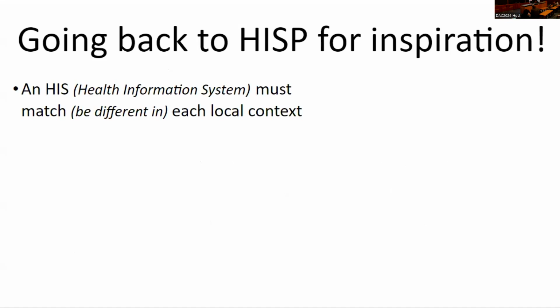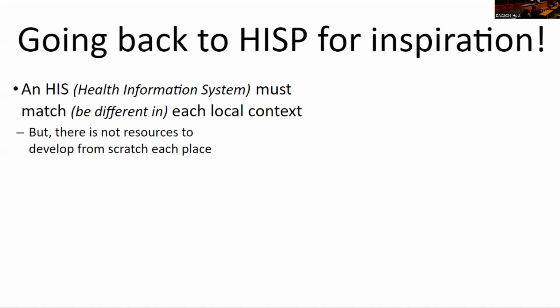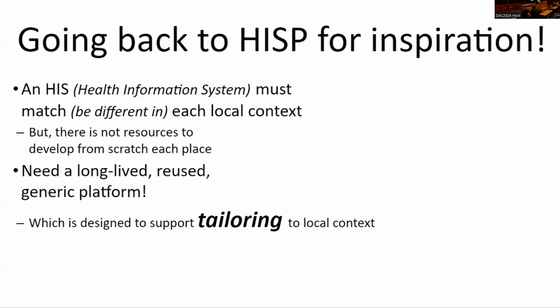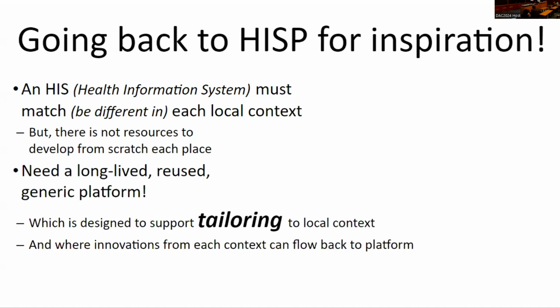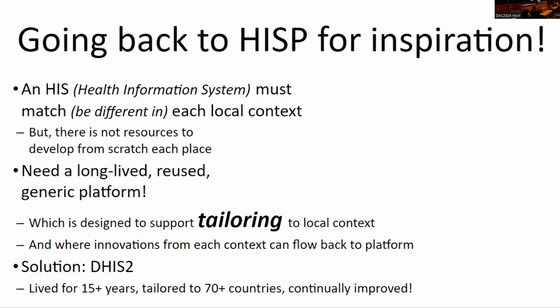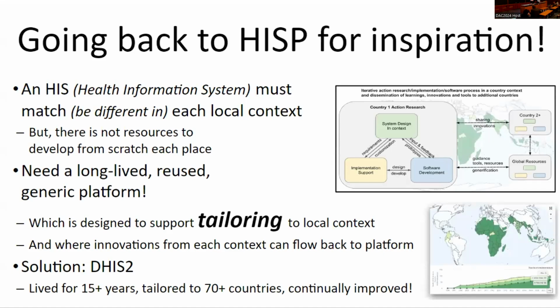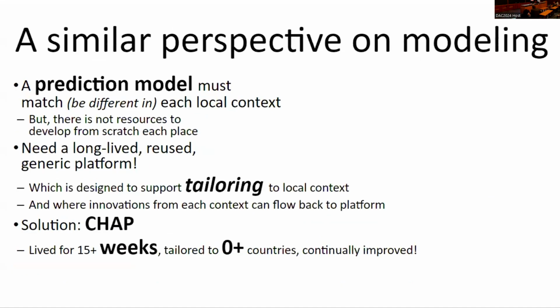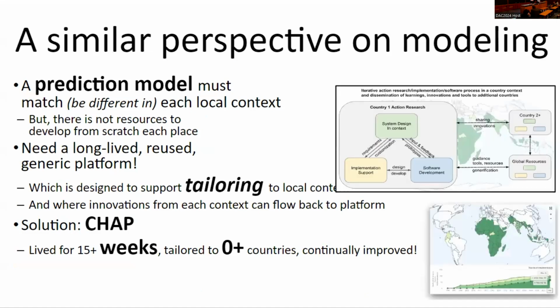So that's how we go back to HISP and DHIS2 as inspiration for how we want to do machine learning. We want to have it different. We want to have it reused, tailored. Innovations can flow back. It's a bit the same as DHIS2, which lived for 15 years, tailored to 70 countries, all of these really great developments. And we have the same with CHAP, lived for 15 weeks, tailored to 0 countries, but it's an increasing number. I mean, it must go up from here, right?